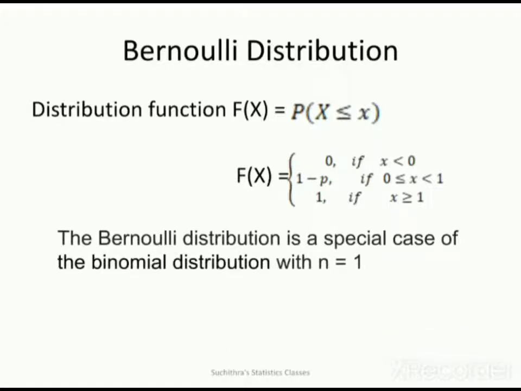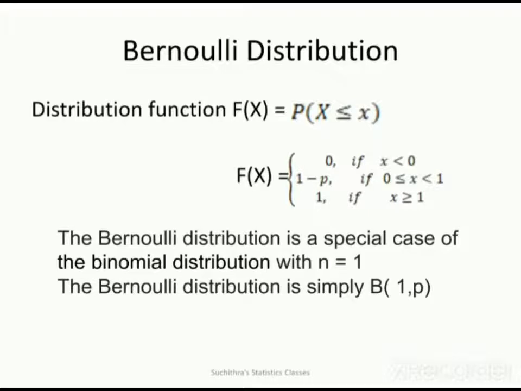The Bernoulli distribution is a special case of the binomial distribution with n equal to 1. The Bernoulli distribution is simply B(1, p). And we can write this as X follows Bernoulli(p).